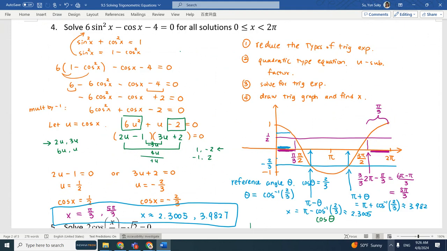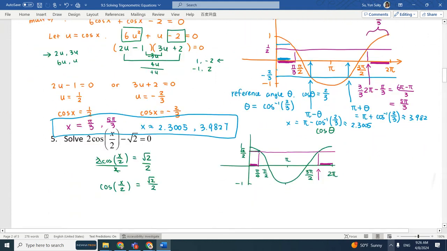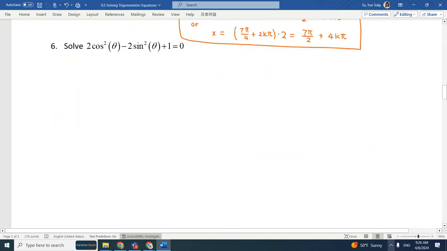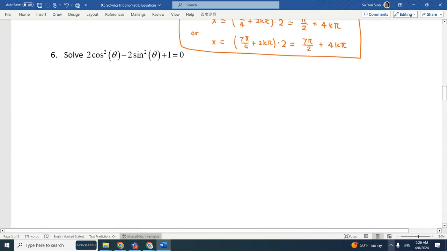All good? Okay, we're gonna do more examples. Wow, we actually spent 20 minutes on one problem. Okay. All right. Number 6.